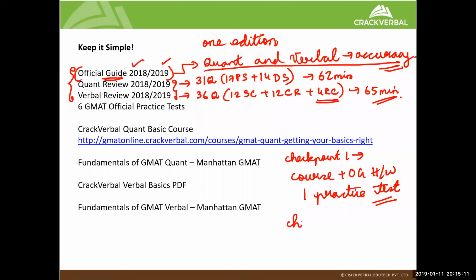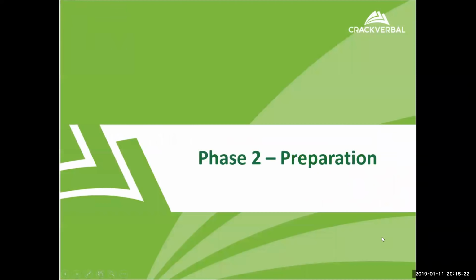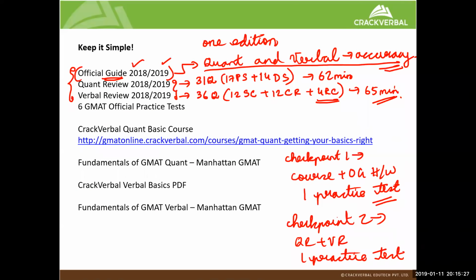And finally, checkpoint 2 is once you finish the quantitative review and the verbal review, you would take one practice test. Again, this practice test tells you how well you've managed your time. Second, it also tells you what specific areas you'll have to focus on when you go to your last phase of prep. And third, it will put you onto a process where you'll focus on those problem areas, and you'll get into a process of taking practice tests on a weekly basis.